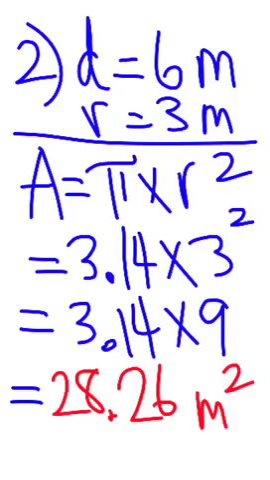To sum up area of a circle, we are using only one formula. If you are not given the radius, you have to find it by taking half of the diameter.